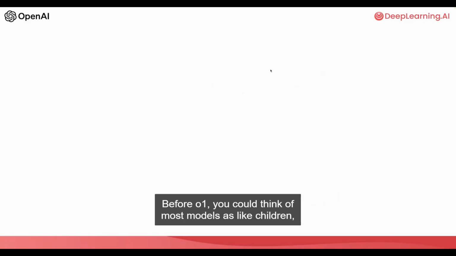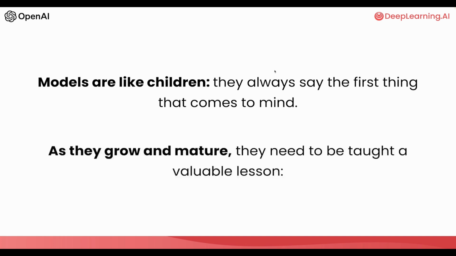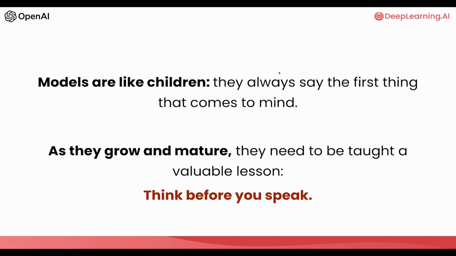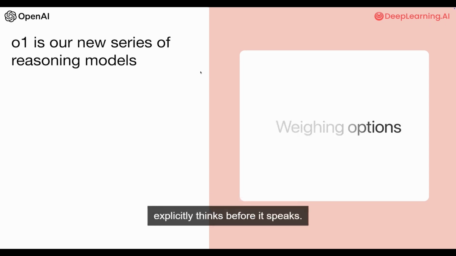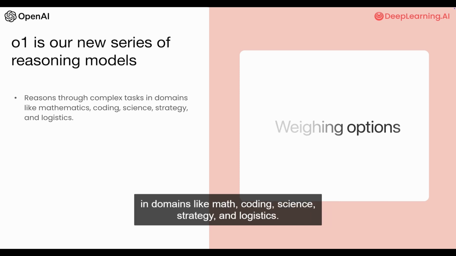Before O1, you could think of most models as like children. They always say the first thing that comes to mind. As they grow up, they need to be taught a valuable lesson, that they should think before they speak. What makes O1 so different is that it explicitly thinks before it speaks every time. This helps it reach new levels of performance at complex tasks in domains like math, coding, science, strategy, and logistics.